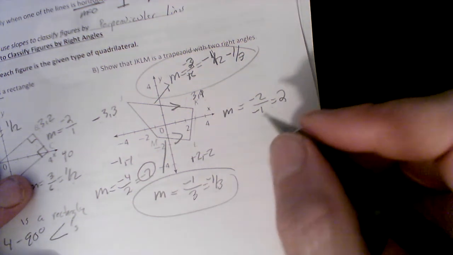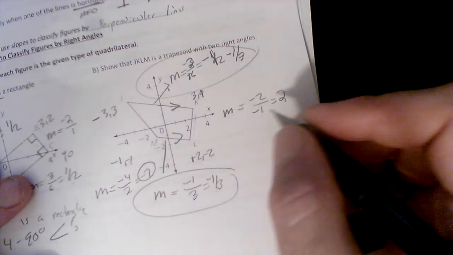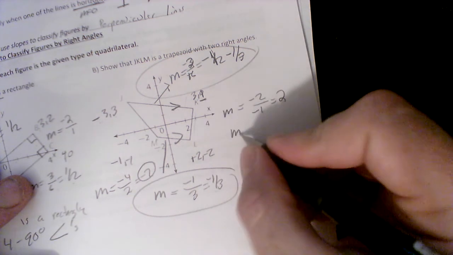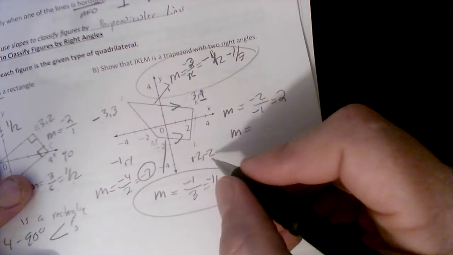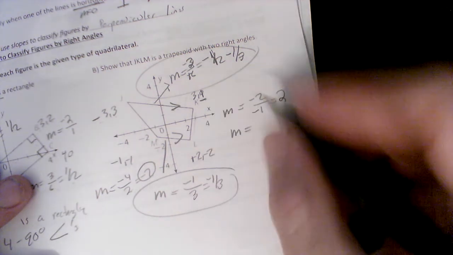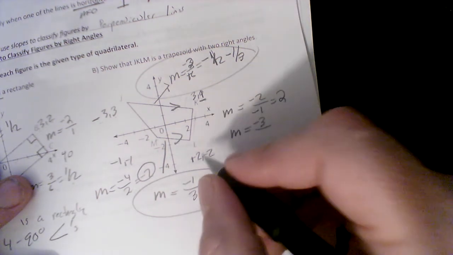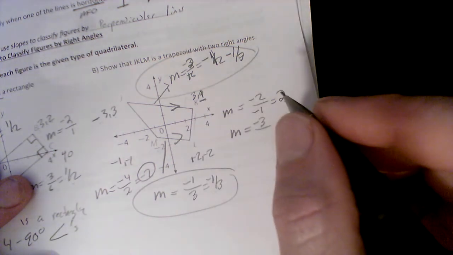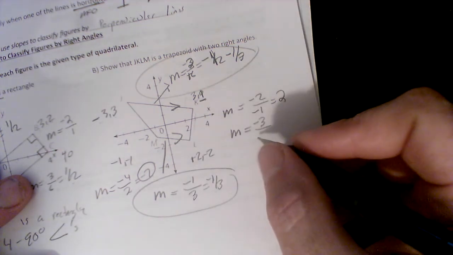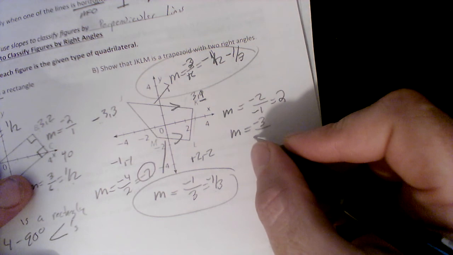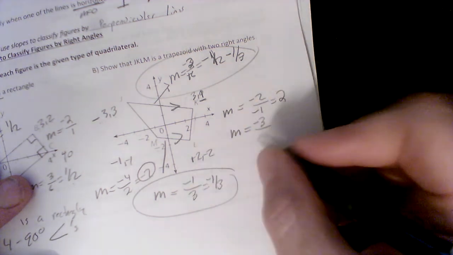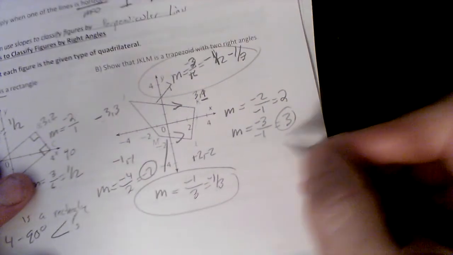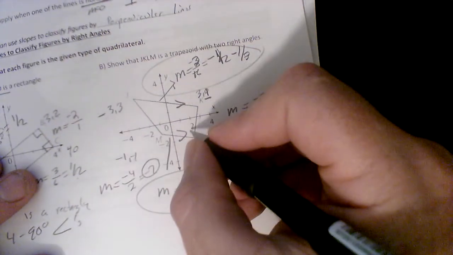Alright, and I want to check this because it does look like 90 degrees. So I think that when I messed this one up, I used it over here. So let's try this slope one more time. Negative 2 minus 1 is negative 3. Negative 2 minus negative 3 is positive 1, and 2 minus 3 is negative 1, for a slope of 3. And now we can see that there are 90-degree angles because these guys are opposite reciprocals.